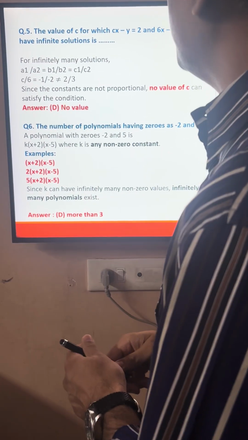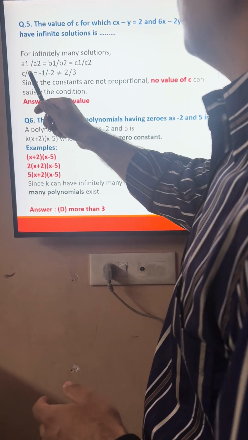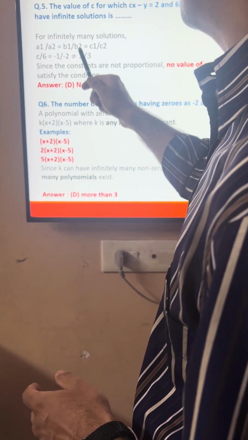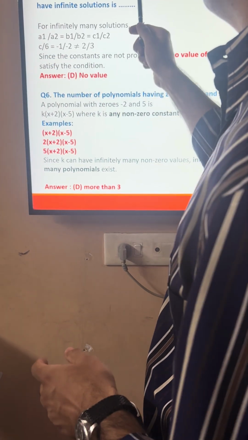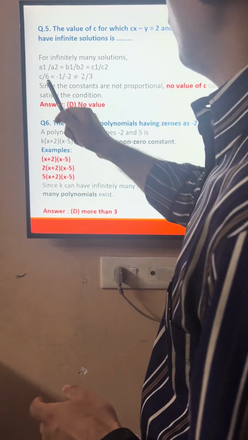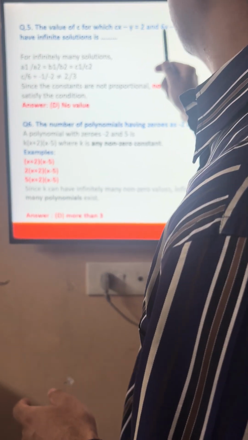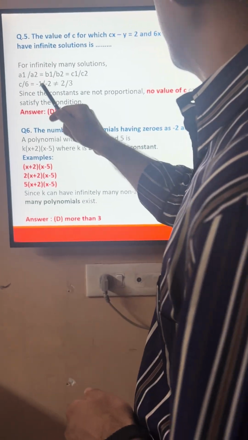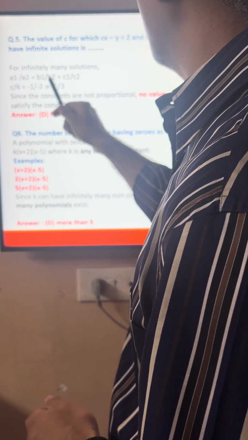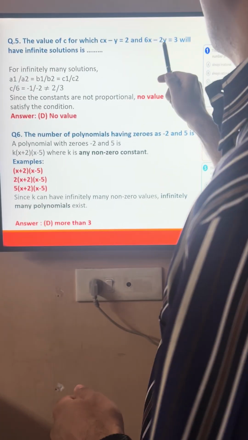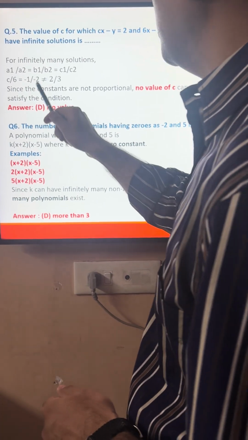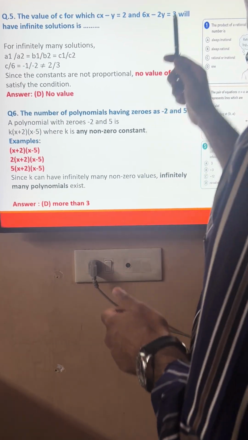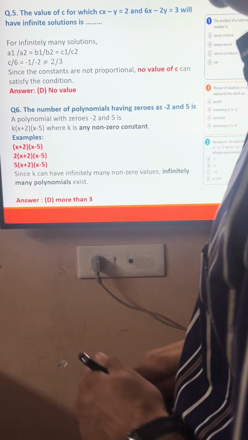So as you can see here, the constants are C and C. So A1 upon A2 and B1 upon B2. A1 is of course C, which we have to find, upon 6, which is the coefficient of X. And then B1 is the coefficient of Y, minus 1. B2 is the coefficient of Y in the second equation. And C1 is the constant in the first equation, and C2 is the constant in the second equation.